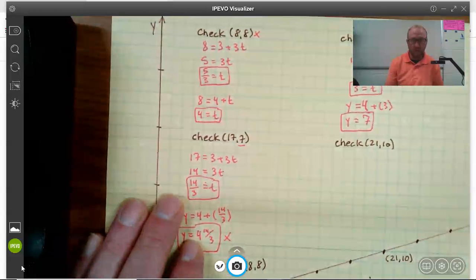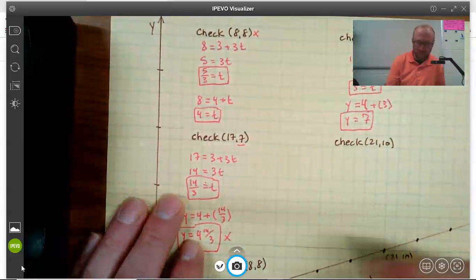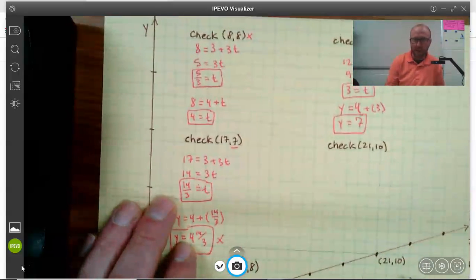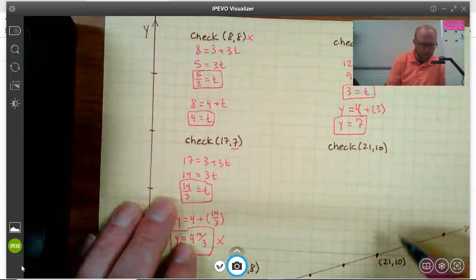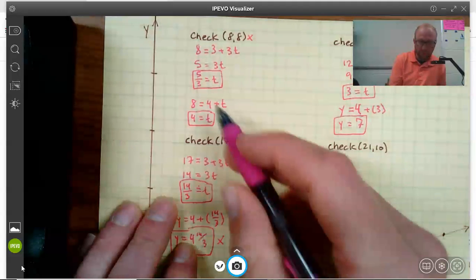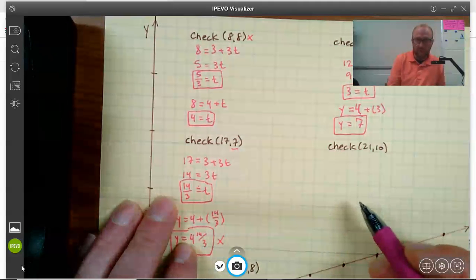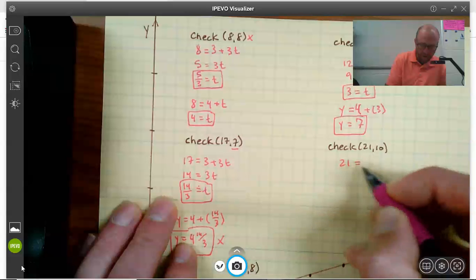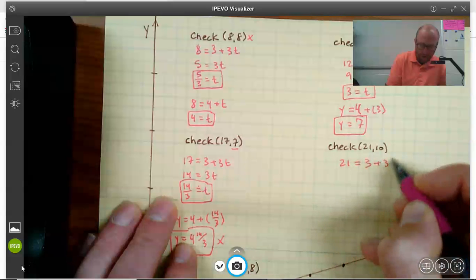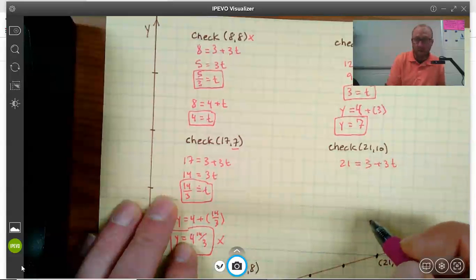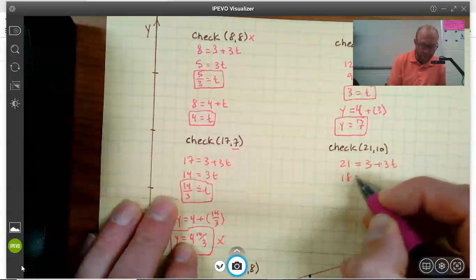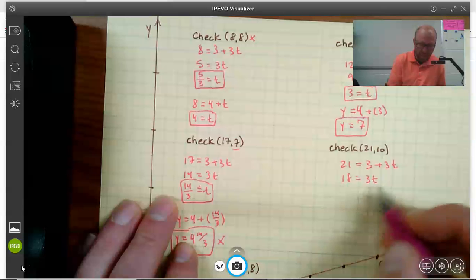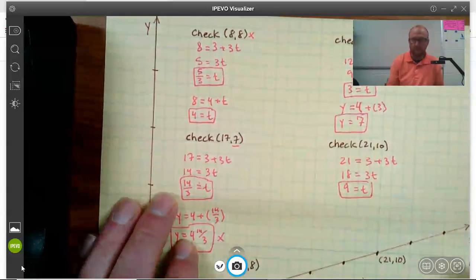All right. Last one is 21, 10. So let's check here. This one we can see is on the line, so we should get the correct one here. I'll use the first method on this one. We're going to substitute 21 for x in x equals 3 plus 3t. We'll take 3 away from each side. I get 18 equals 3t. Divide by 3, 9 equals t.